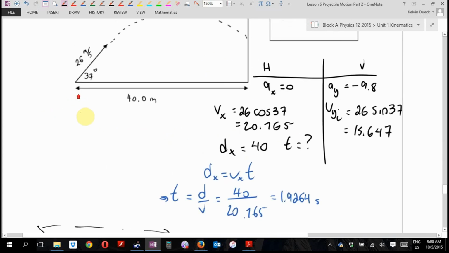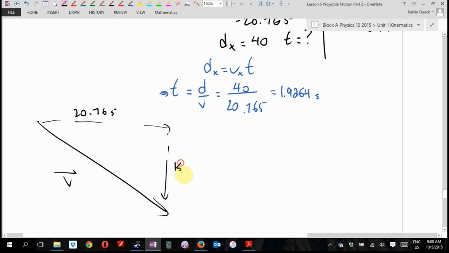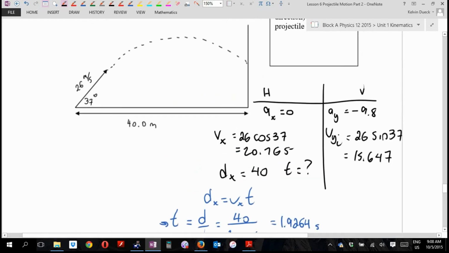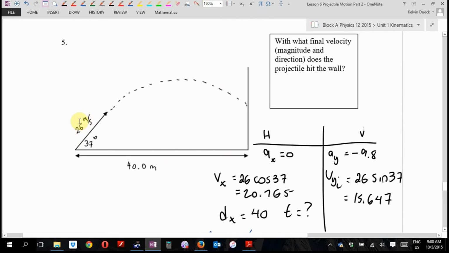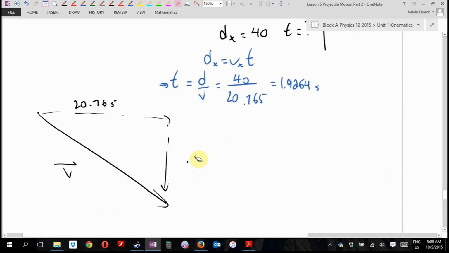And they say Vx is 20.765, and Vy is 15.647. They put the initial velocity there. And then they do the Pythagoras, and you know what they get? 26 meters per second. And then they find the angle, and you know what they get? 37 degrees. How do I know? Because that's where those numbers came from. What they've really just found is where we started from. Don't do that. This is all good. You can write all of that down except for that.